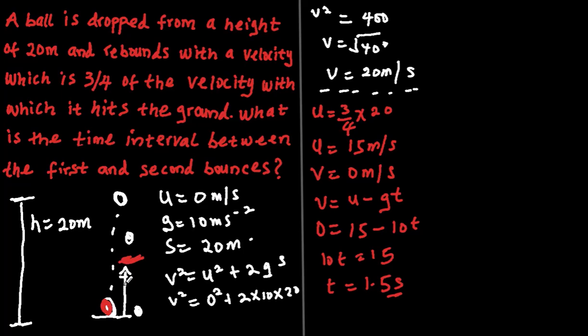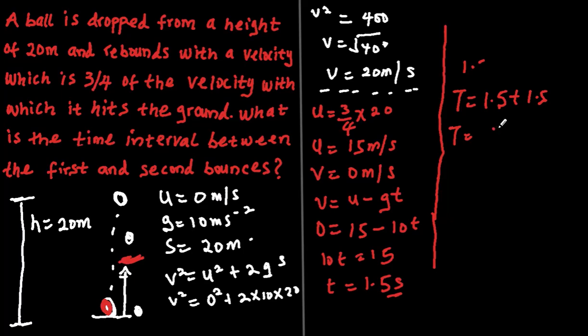Why? Because the acceleration is acceleration due to gravity. It's constant. So look at it. It takes 1.5 seconds to go up. It's going to take 1.5 seconds to come down and make the second bounce. So the time interval between the first bounce and the second bounce is going to equal 1.5 seconds to go up plus 1.5 seconds to come down to make the second bounce. So the time is going to equal 3 seconds.